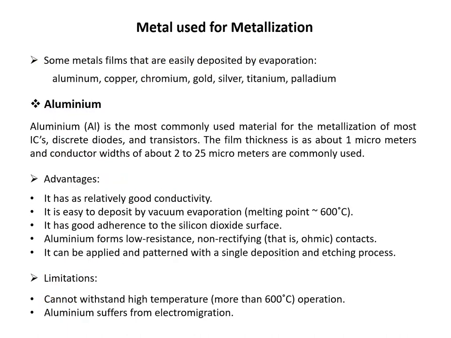Now coming to the choice of metal, which metal to be used for metallization. Some metal films that are easily deposited by evaporation are listed here, like aluminium, copper, chromium, gold, silver, titanium, palladium. But among these, the most commonly used material is aluminium. Also in industries, they use aluminium for discrete diodes, transistors, and almost most of the ICs.